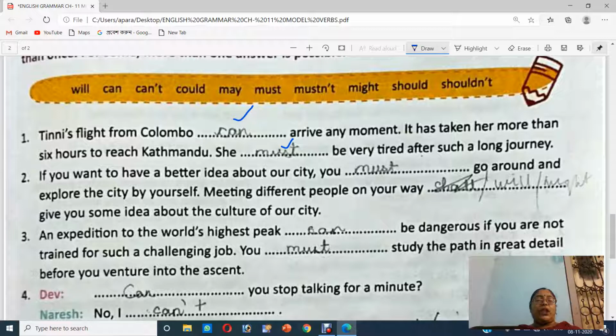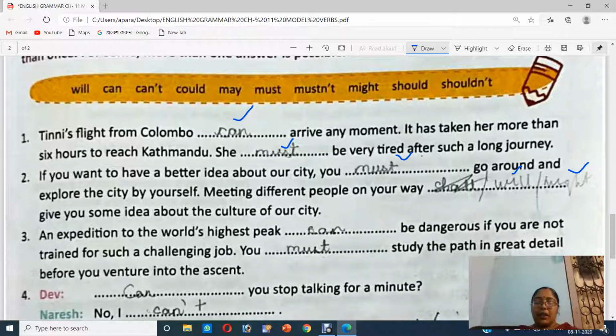Now number 2. If you want to have a better idea of our city, you must go around and explore the city by yourself. Meeting different people on your way. If you write will, even then it's correct. If you write might, even then it's correct. Okay, so meeting different people on your way might give you some idea about the culture of our city. Or meeting different people on your way will give you some idea about the culture of our city.